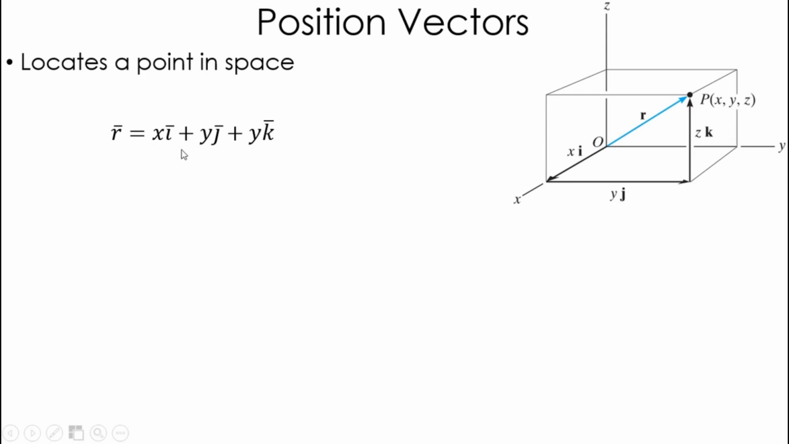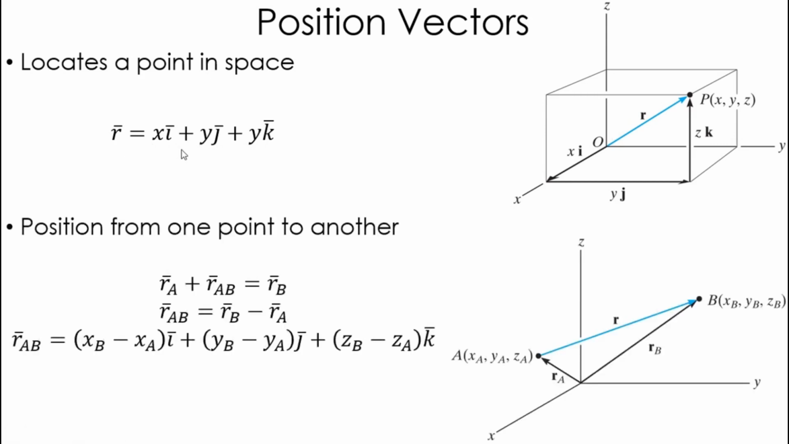So that's the absolute position, but a lot of times we want to know a relative position. That would be a position between 2 points, such as the position from A to B. You'll see me typically write that as r sub AB. In doing that, all I'm doing is trying to figure out how much in the x, y, and z direction I move to go from A to B.